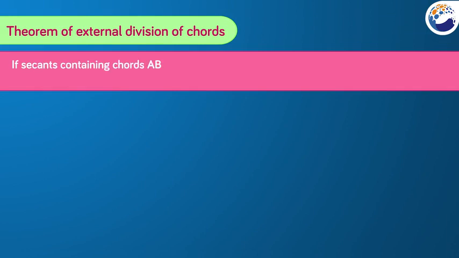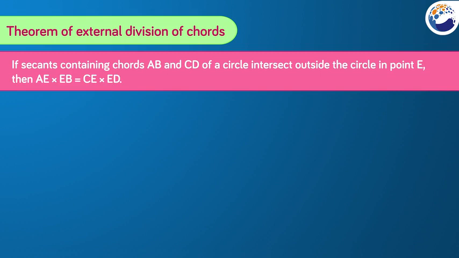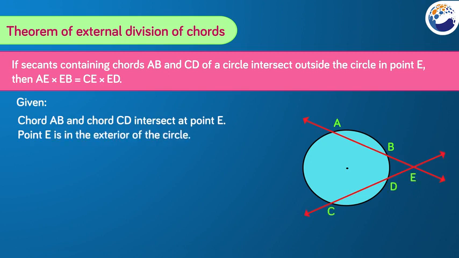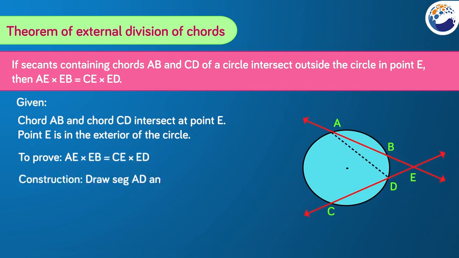Theorem of external division of chords. If secants containing chords AB and CD of a circle intersect outside the circle in point E, then AE into EB is equal to CE into ED. Given: chord AB and chord CD intersect at point E. Point E is in the exterior of the circle. To prove: AE into BE is equal to CE into ED. Construction: draw segment AD and segment BC.